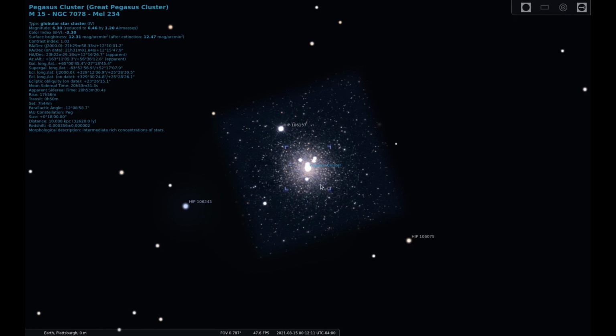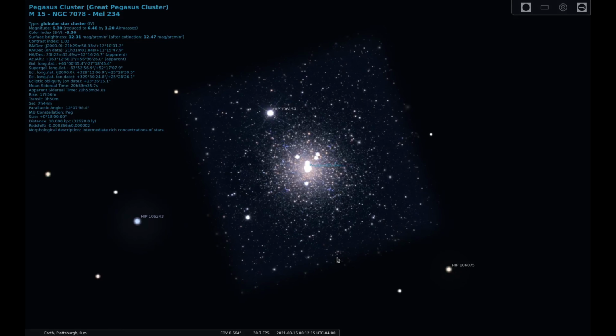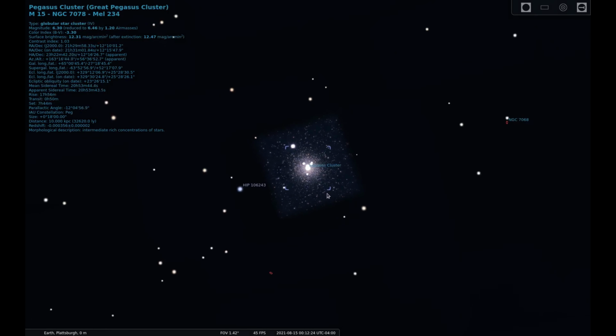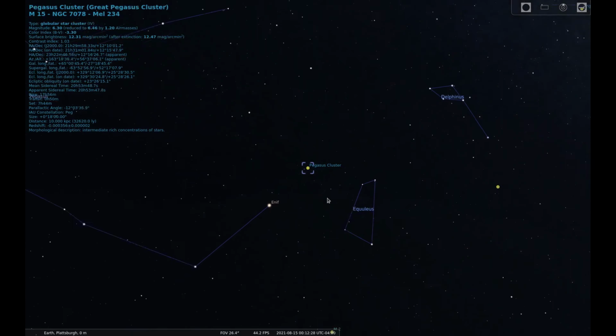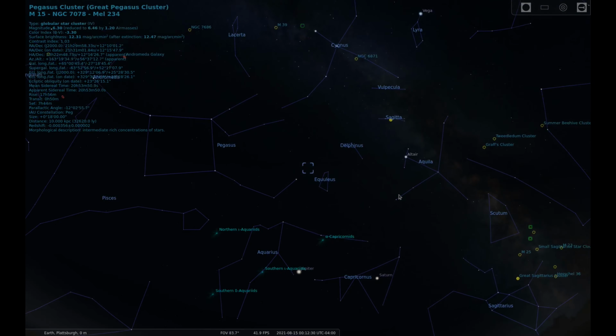There are only 2 other globular clusters that are known to have more variable stars, and those are M3 and Omega Centauri. The brightest stars in M15 are at magnitude 12.6, which would make them more luminous than our Sun by about 1,000 times. Now that we know where we're looking in the night sky, let's get on with the sketch.